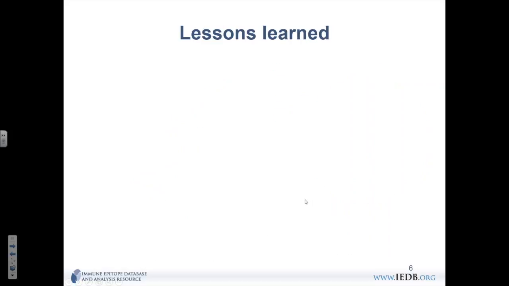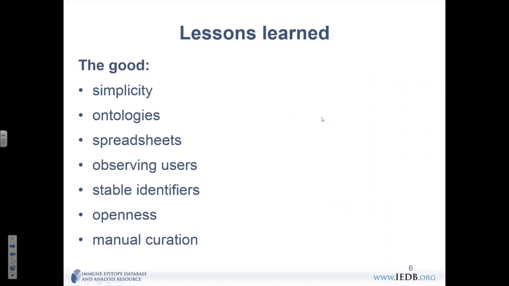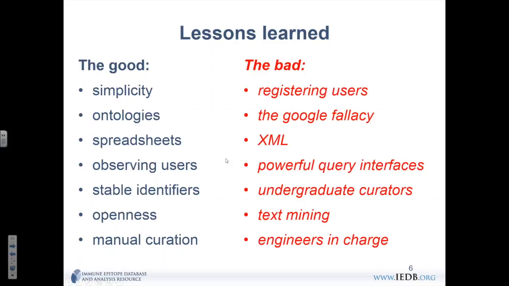And as I said, I wanted to talk about the lessons learned, and as I wrote the abstract, I wrote a bunch of things in here. What I thought were the good experiences are simplicity, ontologies, spreadsheets, observing users, stable identifiers, openness, and manual curation. And the bad things are registering users, the Google fallacy, XML, powerful query interfaces, undergraduate curators, text mining, and engineers in charge. So I'm hoping I can convince you that this is a good separation of things.